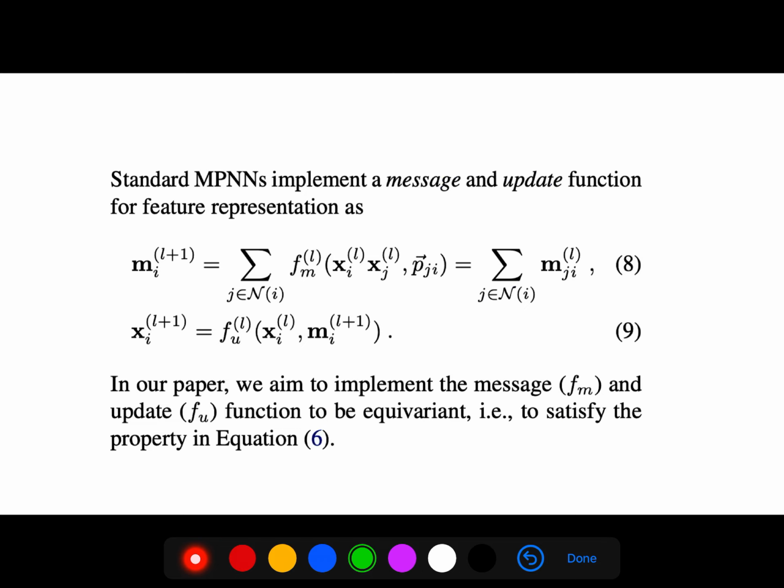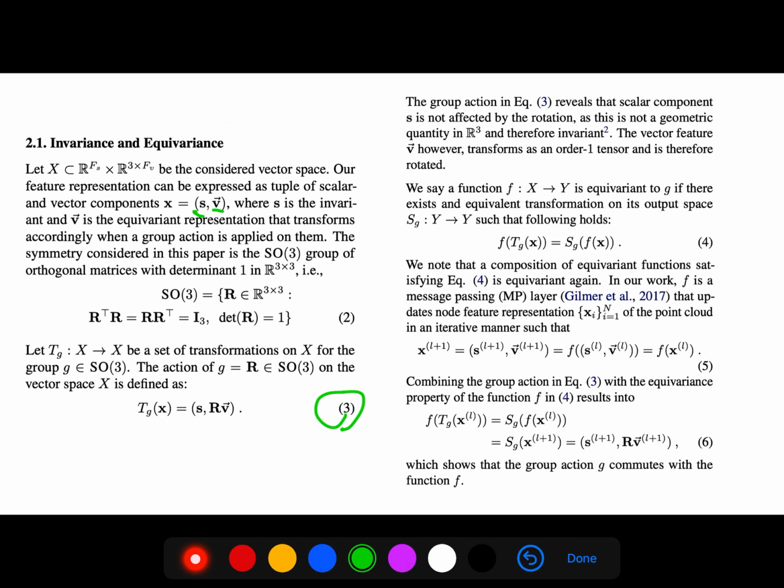So standard message passing neural networks implement a message and update function for feature representation. Now we aim to implement this message and update function to be equivariant, to satisfy the property of SO3.